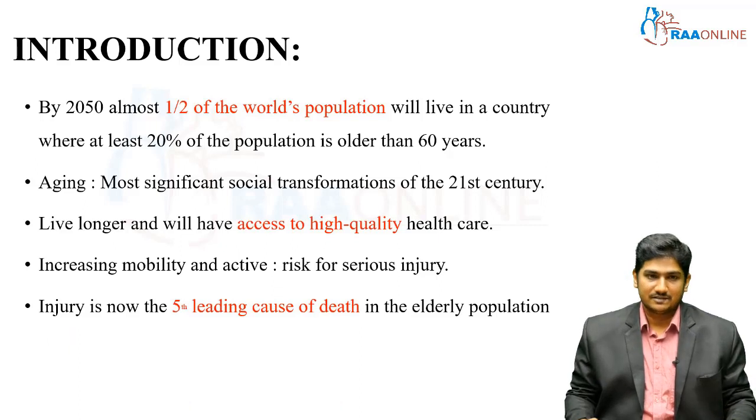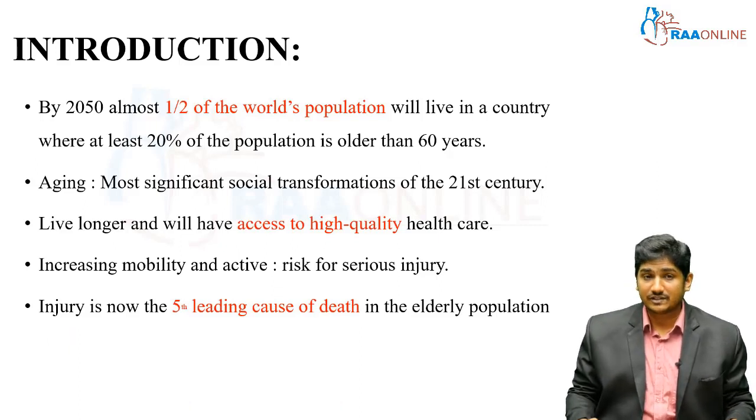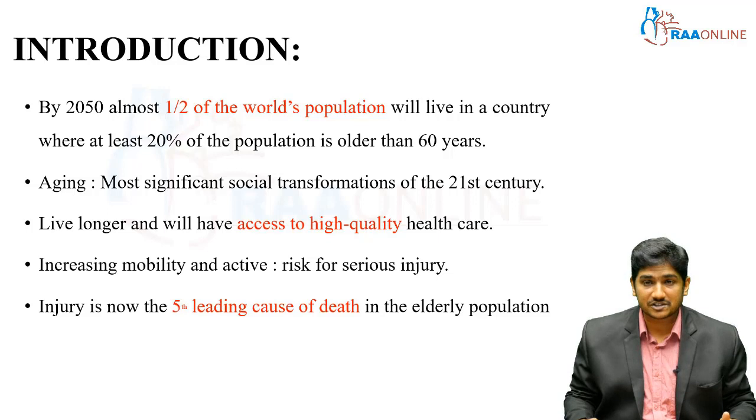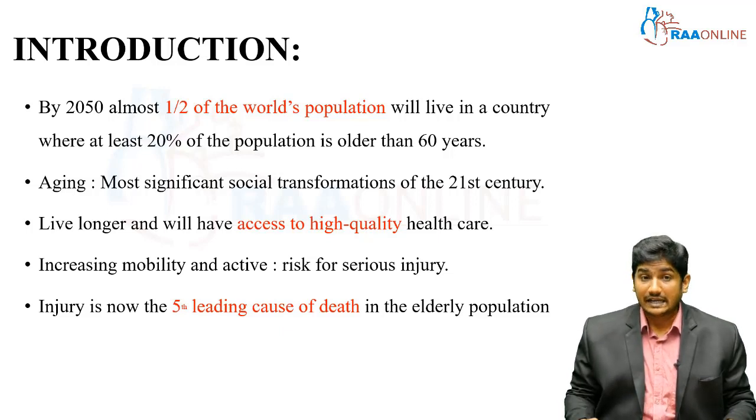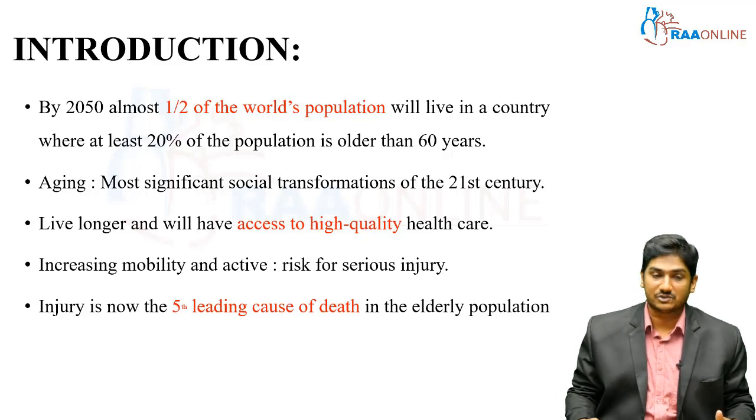Why this topic? Understand, by 2050, almost half of the world's population will live in countries where at least 20% of the population is older than 60 years. Aging is the most significant social transformation of the 21st century. Our current era has witnessed that people live longer and have access to a high quality healthcare system. Moreover, with a larger elderly population, our era is increasingly mobile and active, so there is a risk of serious injuries.